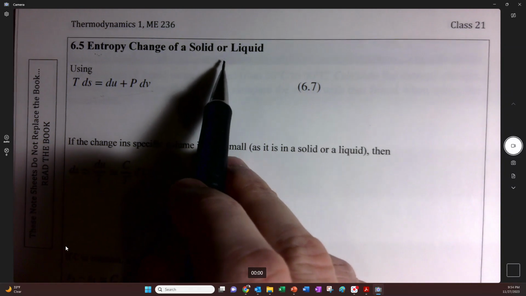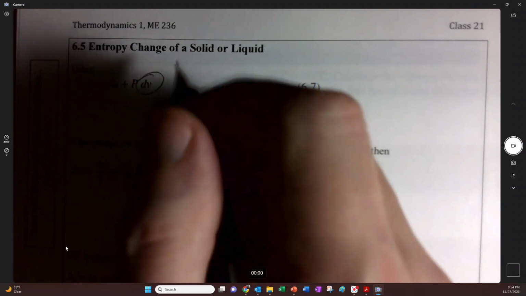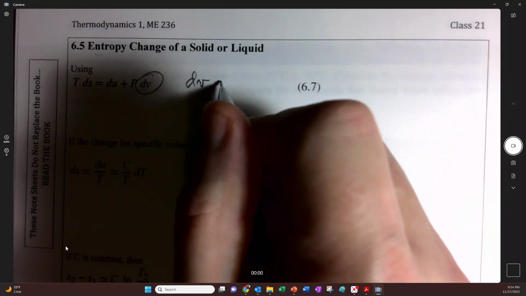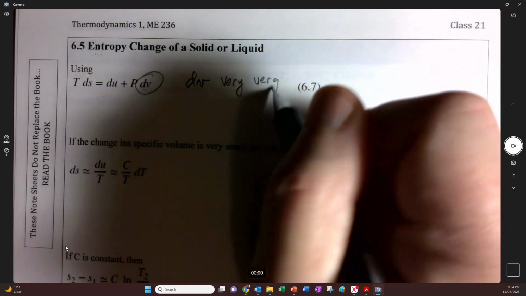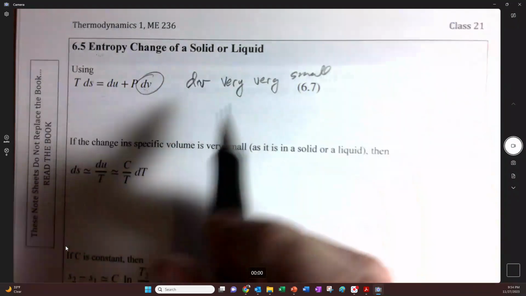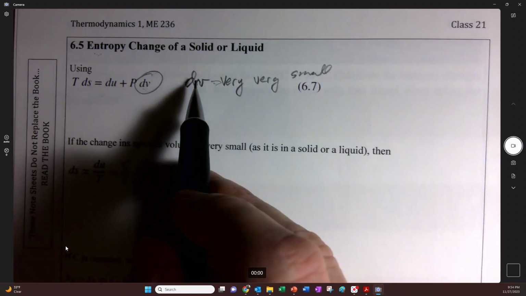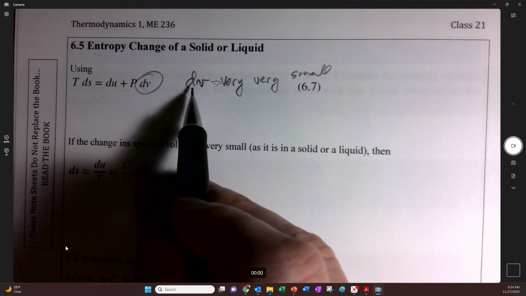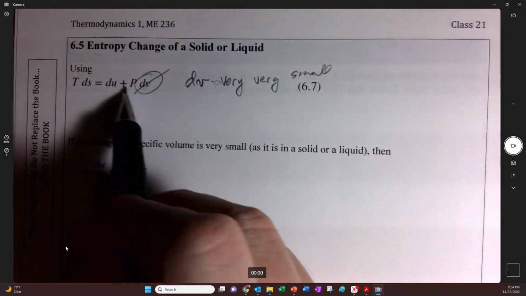First thing that we should note is that in this equation right here, the change in volume is very, very small for a liquid or a solid, right? So the change in volume doesn't amount to very much. In fact, we assume basically they're incompressible, meaning the volume can't change. So we can go ahead and just ignore that term right here.